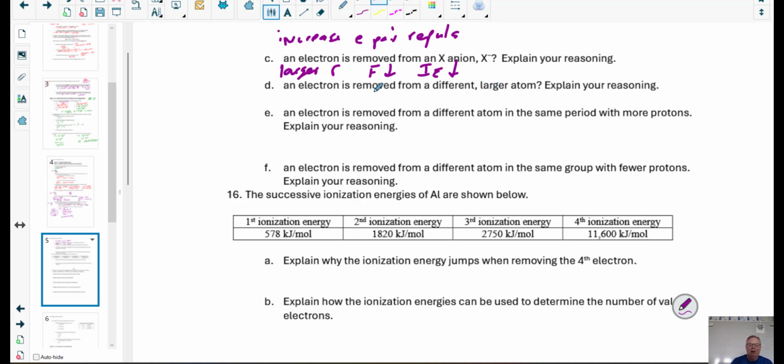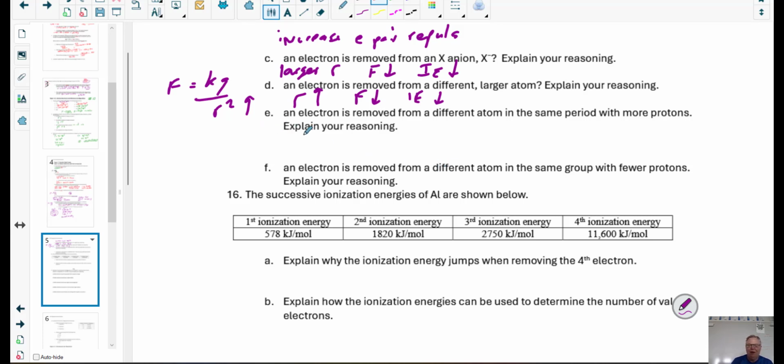Same way, electron removed from a different atom, but a larger atom. So once again, if the radius increases, looking at Coulomb's law, if radius goes up, we know force must go down. So therefore, we're going to have a smaller ionization energy.